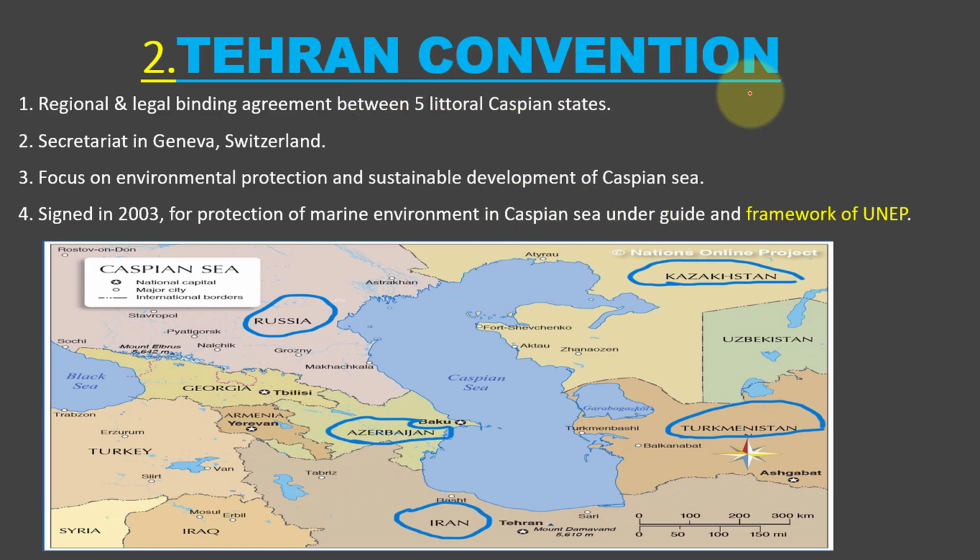What is the Tehran Convention, friend? As the name suggests, the Tehran Convention. So, friend, what is it? It is a regional and legally binding agreement between the five littoral Caspian states, friend. Here it means the five countries which border the Caspian Sea.